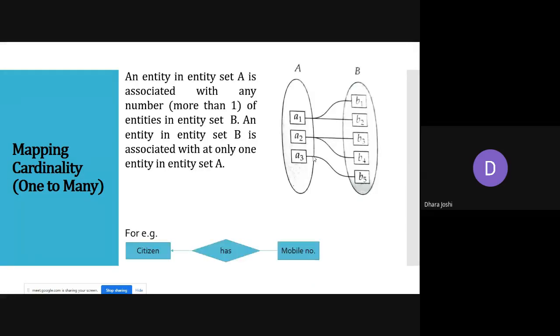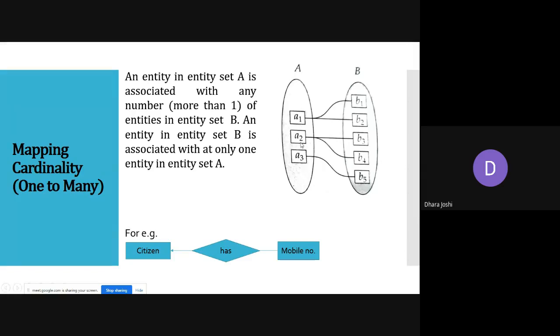The next we covered is one to many. We took the example of a citizen has a mobile number. One citizen can have multiple mobile numbers. If you have a phone which can carry dual SIM, you have two mobile numbers, it can be possible. But if I have a mobile number, one mobile number can be associated with only one owner.